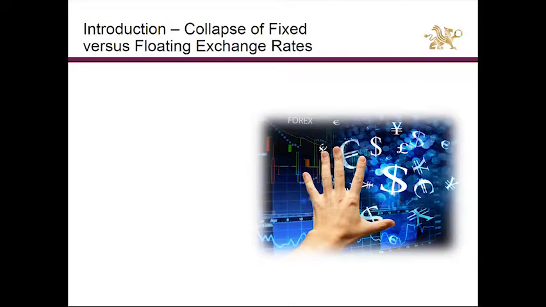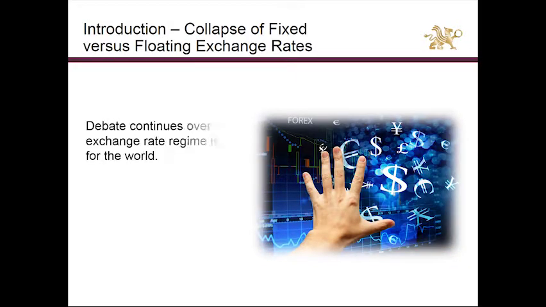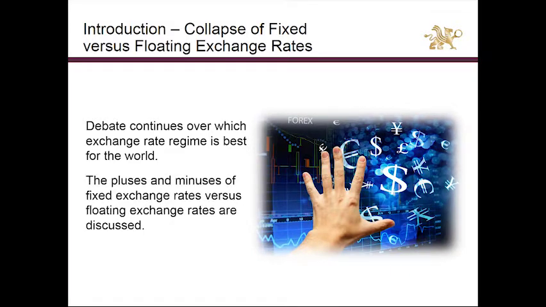Almost 4 decades after the breakdown of the Bretton Woods system, the debate continues over what kind of exchange rate regime is the best for the world. Some economists advocate a system in which major currencies are allowed to float against each other. Others argue for a return to a fixed exchange rate regime similar to the one established at Bretton Woods. This debate is intense and important, and we will examine the arguments of both sides.